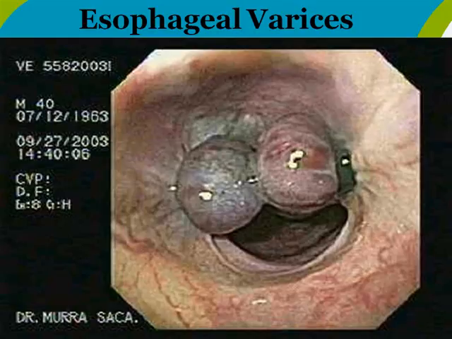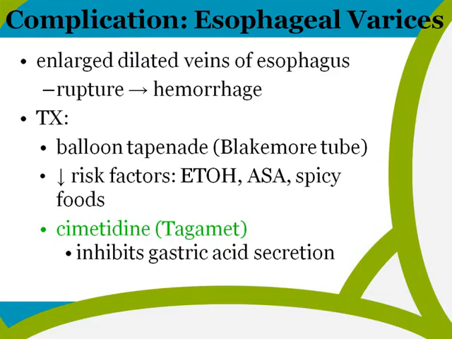To reduce the amount of gastric acid, we use Tagamet. This will help inhibit the gastric acid secretion and help reduce the chance that one of those varices were to rupture. So there's several things we've got to consider when a patient has esophageal varices.